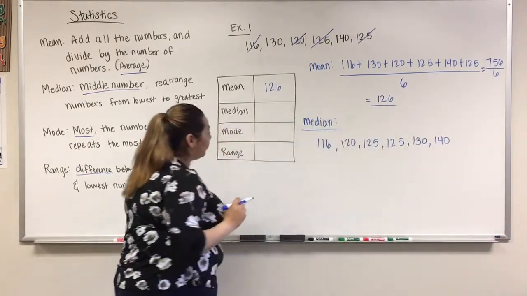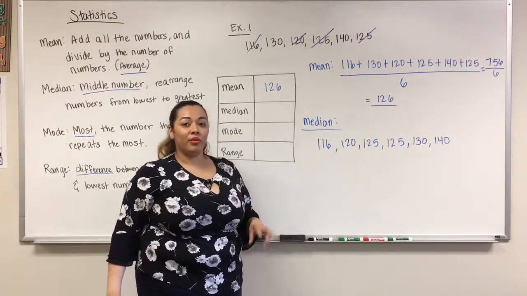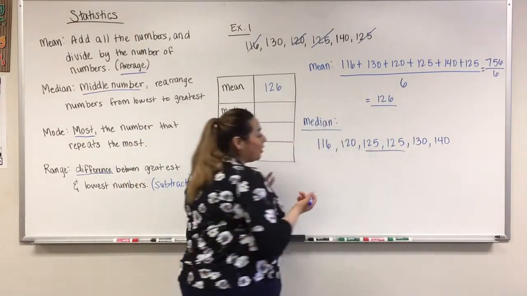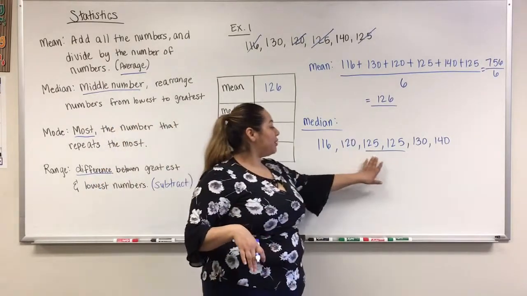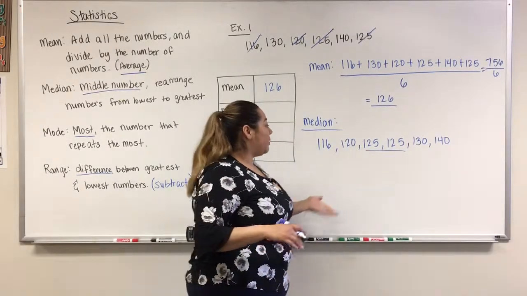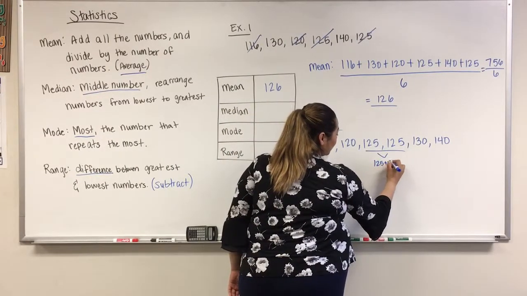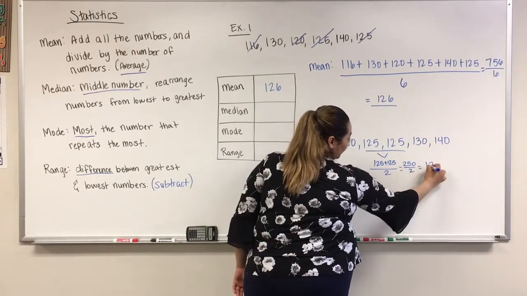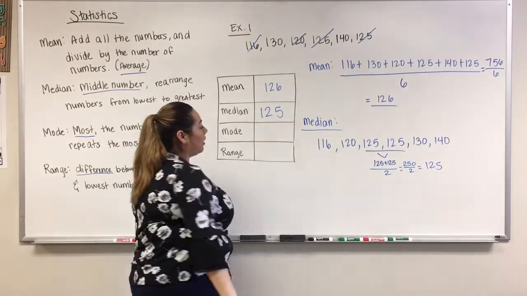For the middle number, we have a total of 6 numbers in the data, so it's an even number. Therefore, we're going to have 2 numbers in the middle. These two are in the middle. In this case, it's the same number, so it's still going to be 125, but if it was different, you would find the average of these two. You would add them up and divide by 2. 125 plus 125 is 250, divided by 2 is still 125 because it's the same number. So the median is 125.